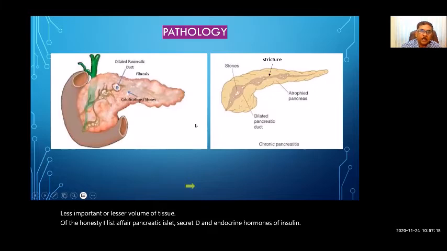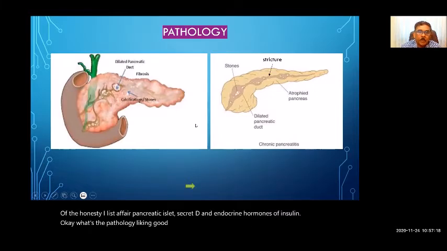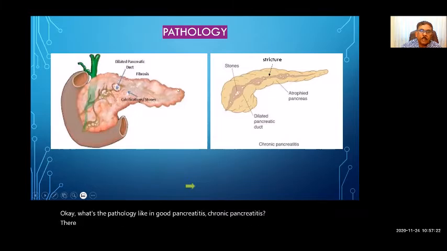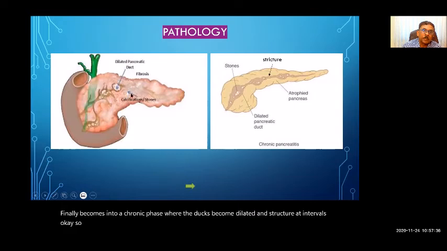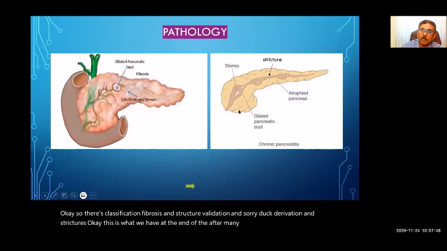What's the pathology like in chronic pancreatitis? Initially the pancreas becomes swollen and bulky due to inflammation, and finally it becomes a chronic phase where the ducts become dilated and strictured at intervals. So there is calcification, fibrosis, and duct dilatation and strictures. This is what we have at the end, after many years of chronic pancreatitis.